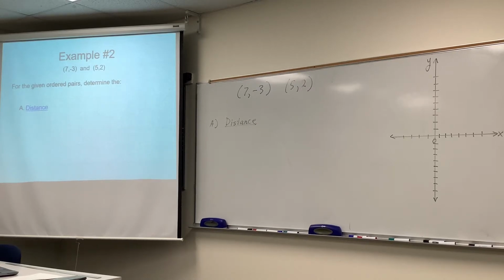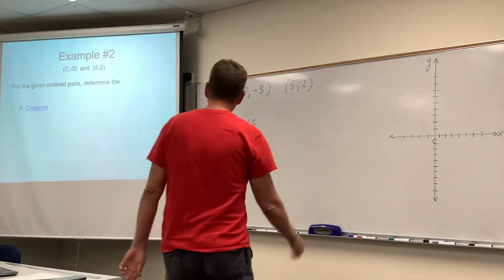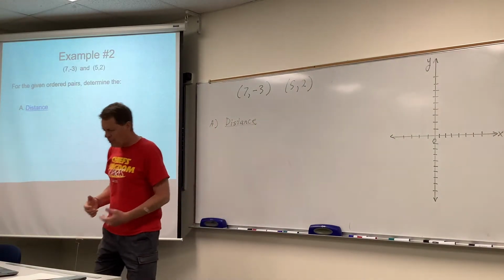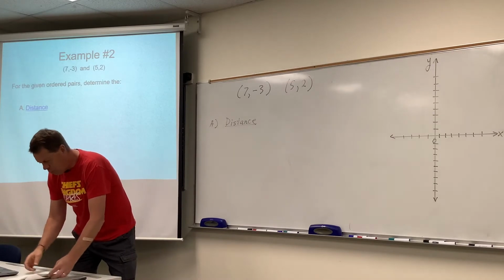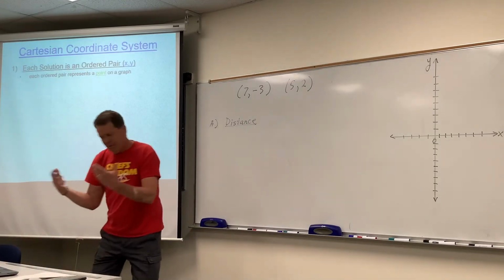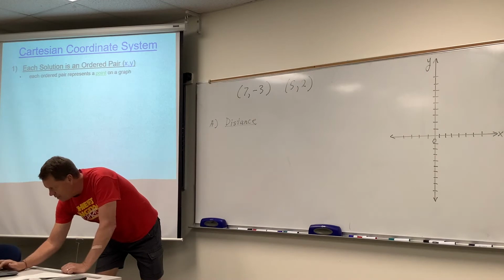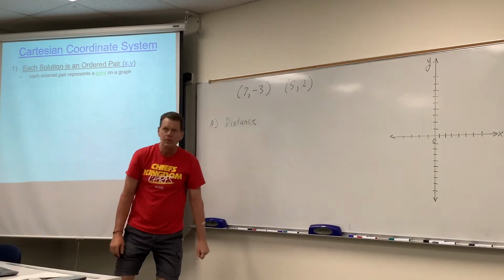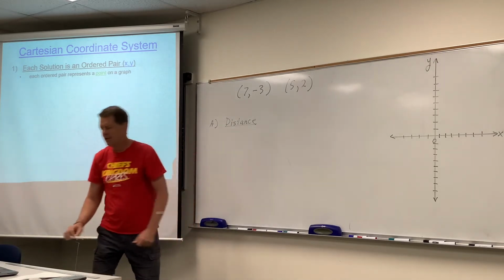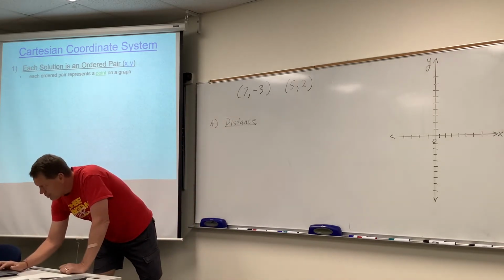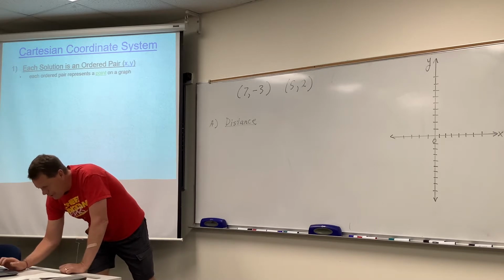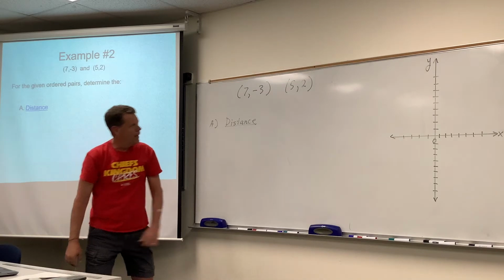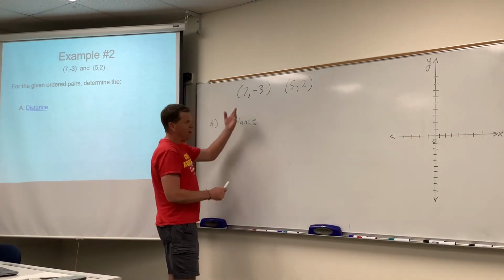Here we go with example 2 underneath Cartesian coordinate system. So we have a couple of ordered pairs. Just again, keep in mind that an ordered pair is also referred to as a point. So anyway, we've got a couple of ordered pairs, and we want to find the distance between them. So, first of all, let's plot them to get the visual.